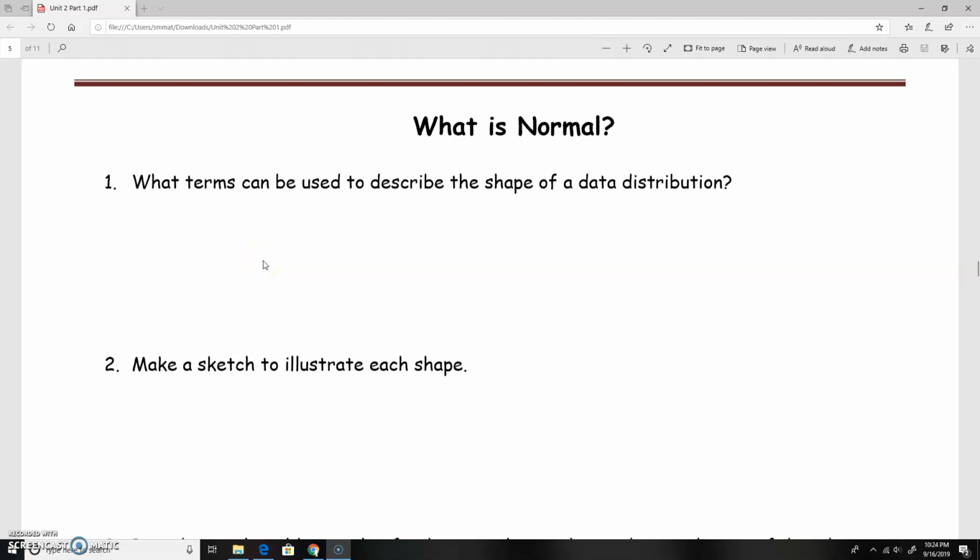Alright guys, today we're going to be looking at what we call a normal distribution. A normal distribution would have been the second trial that we did yesterday where we rolled 2 dice instead of 1.